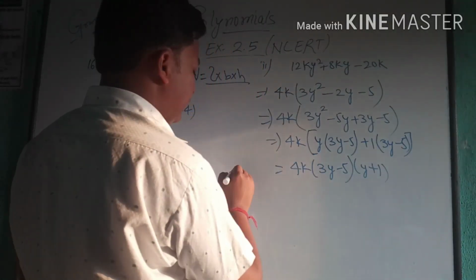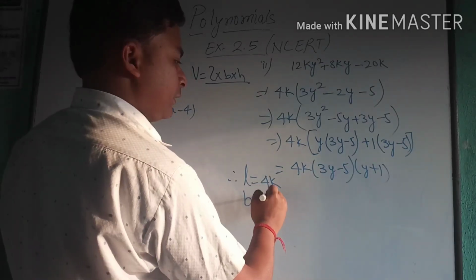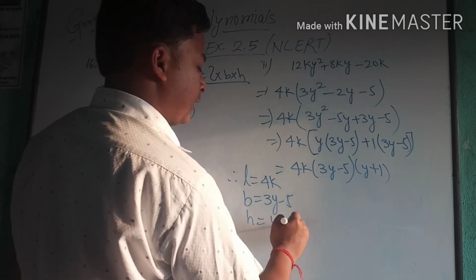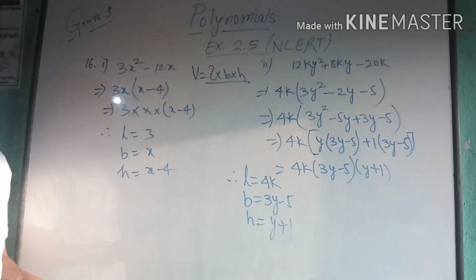So what are the length, breadth and height? Length is 4k, breadth is 3y minus 5, and height is y plus 1. Hence we have completed our chapter Polynomials, chapter number 2.